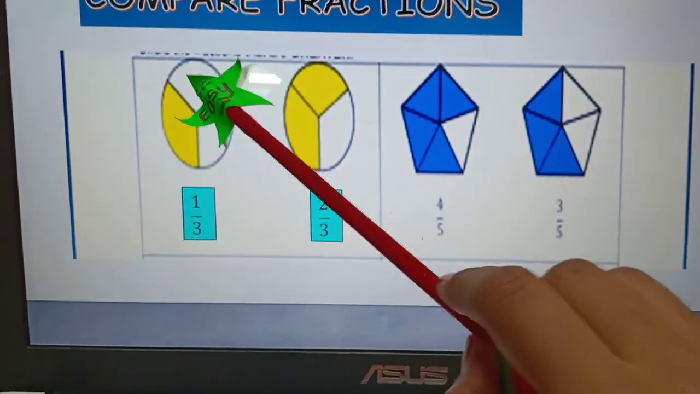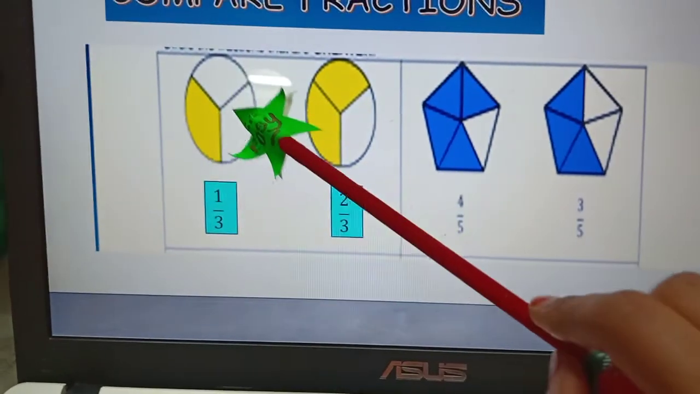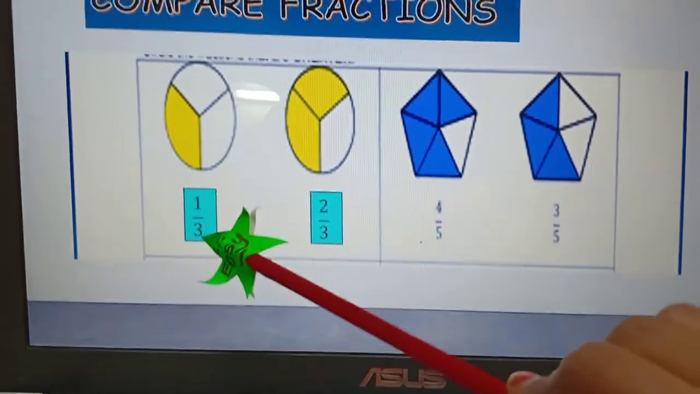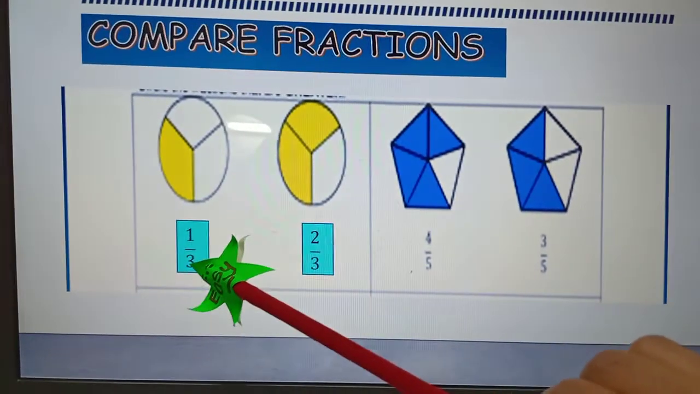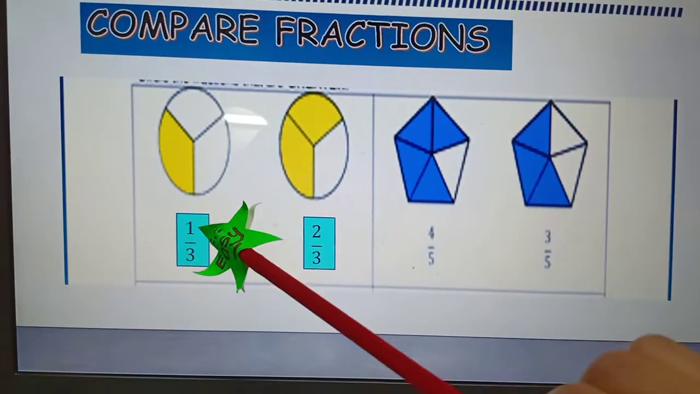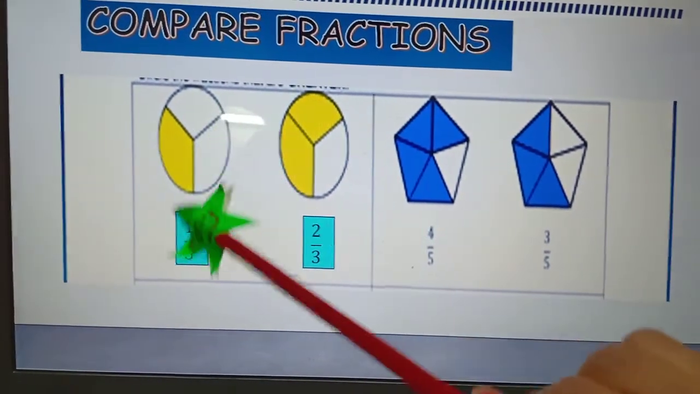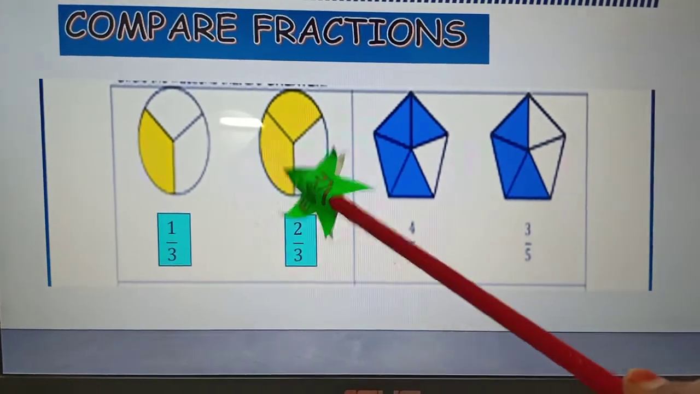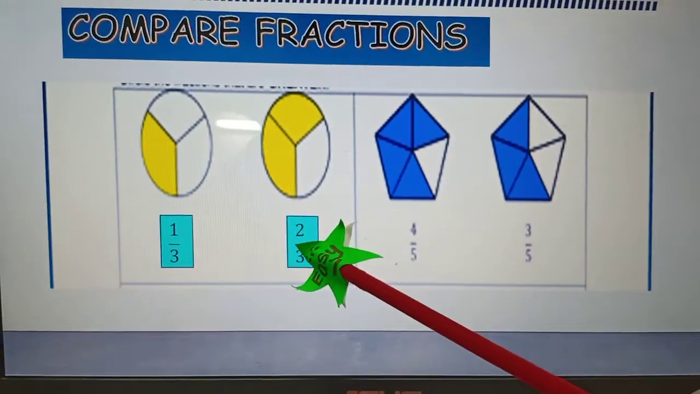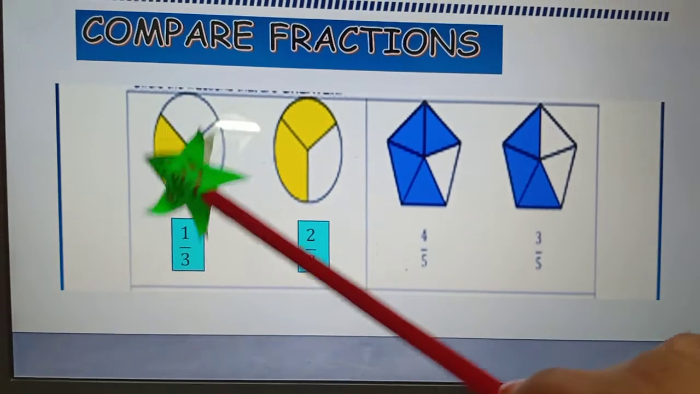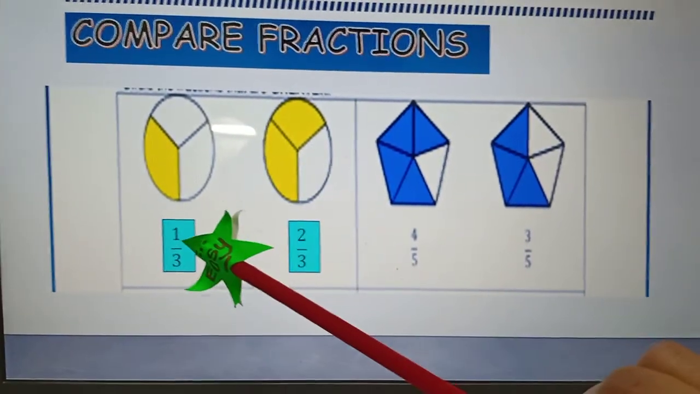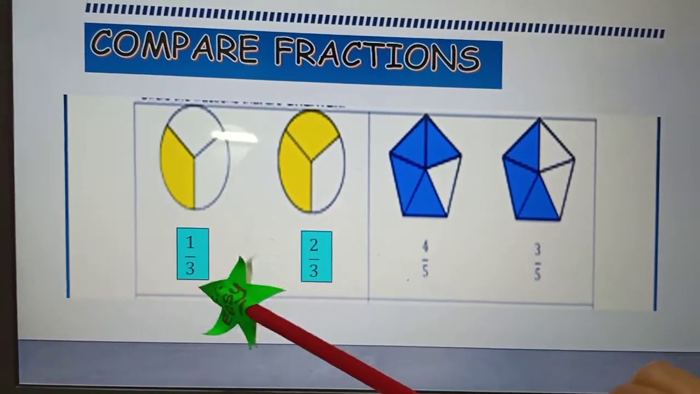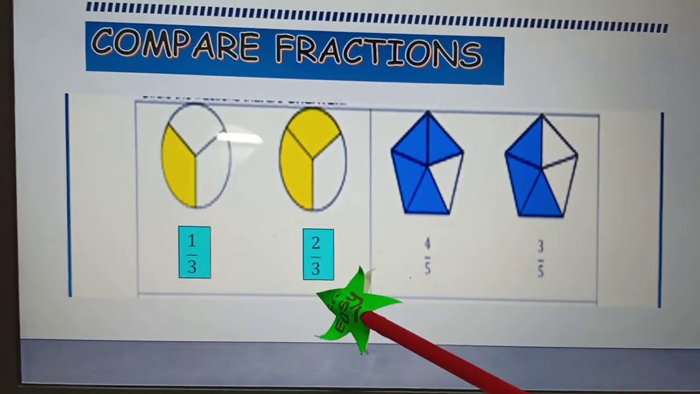See class, see students. For this diagram we know how to write a fraction, right? This one is 1 over 3. We only color one part. We have 3 parts, you see here, 1, 2, 3. Here 3 parts, we only color 2 parts. If we just want to compare, which one is smaller? Either 1 over 3 is smaller than 2 over 3, or 1 over 3 is larger than 2 over 3.